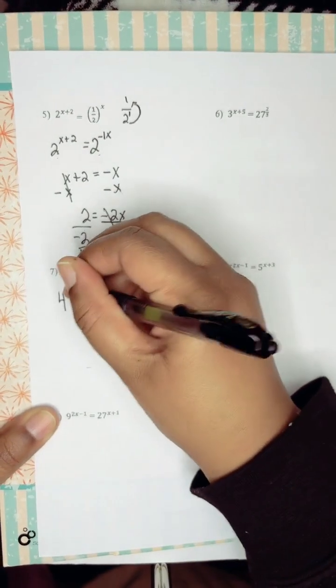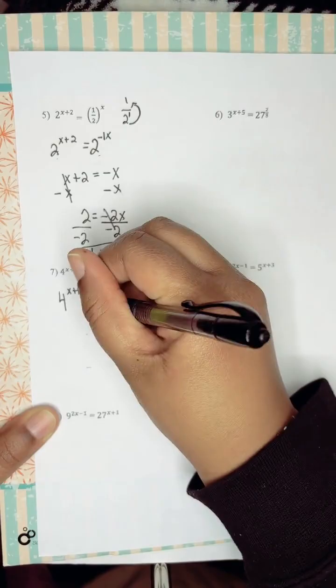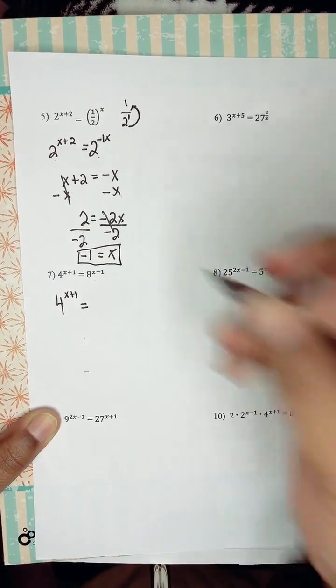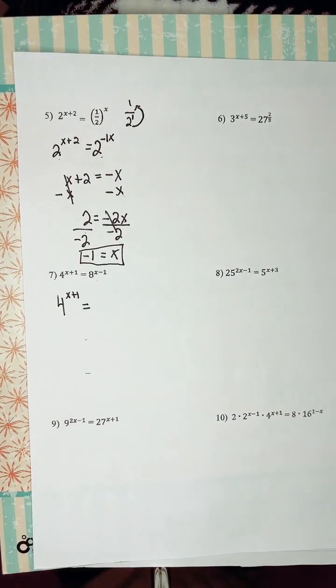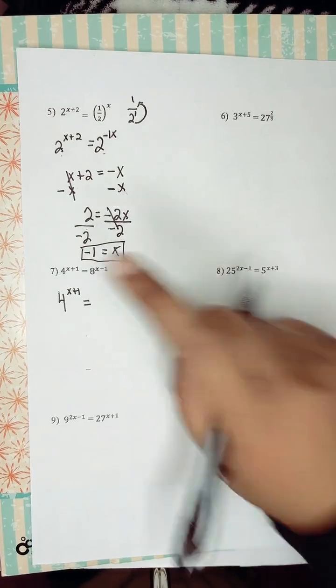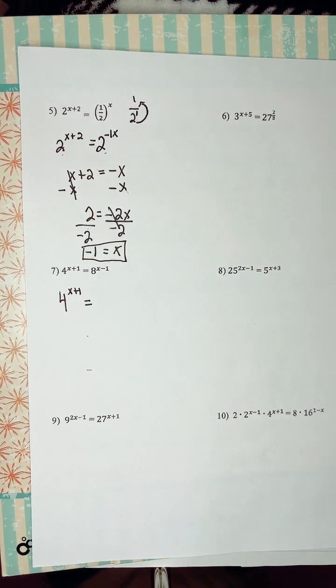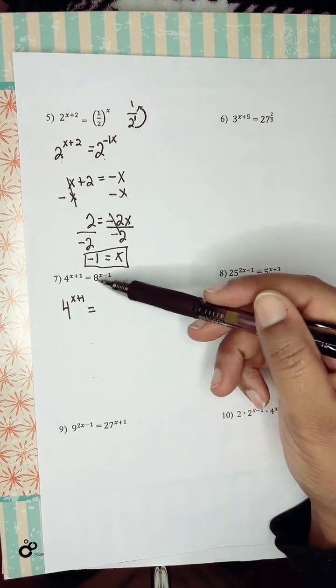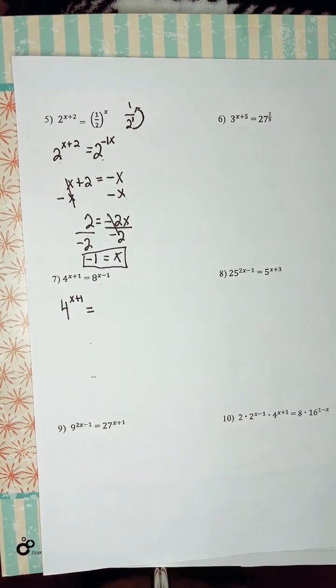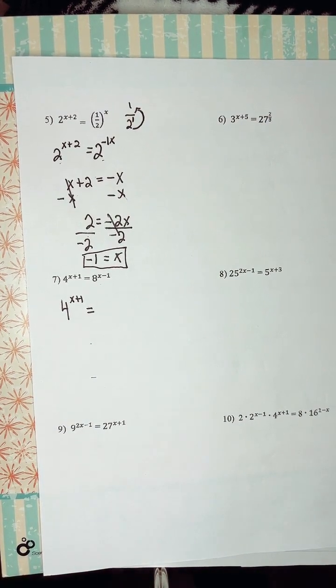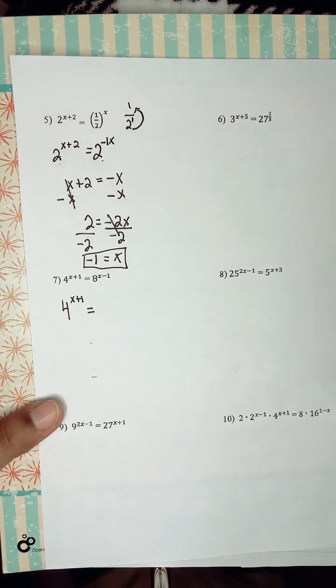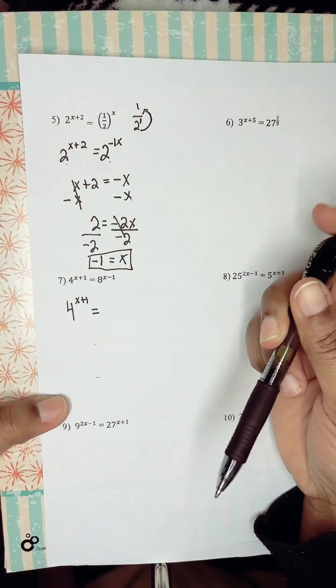All right. So number 7, we have 4 to the x plus 1 equals 8 to the x minus 1. Now, I'm going to keep this the same base. Is there 4 to any power that can give us an 8? That's the question. Yes or no? Ellis, yes. So no, that means I really do have to change this, unfortunately.